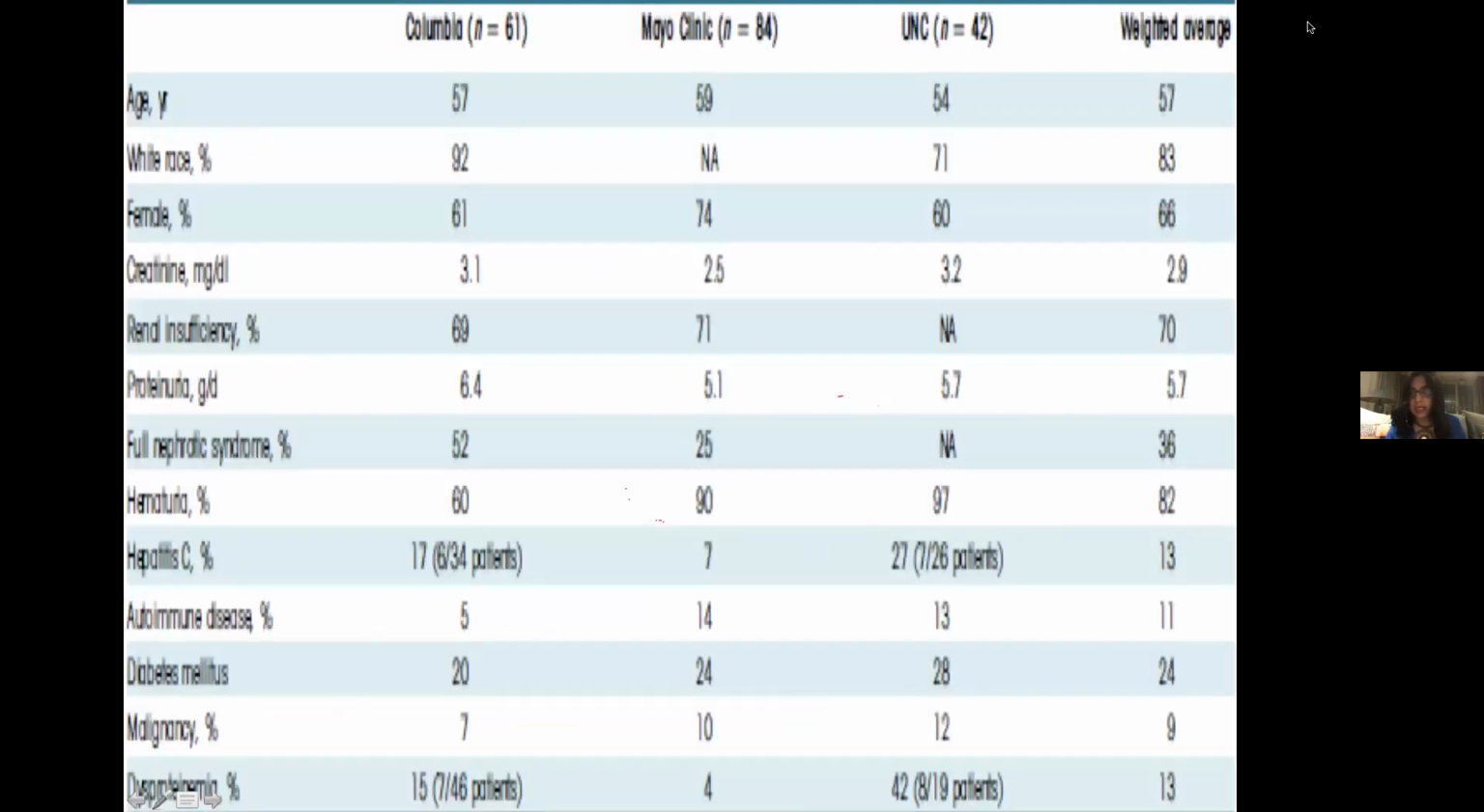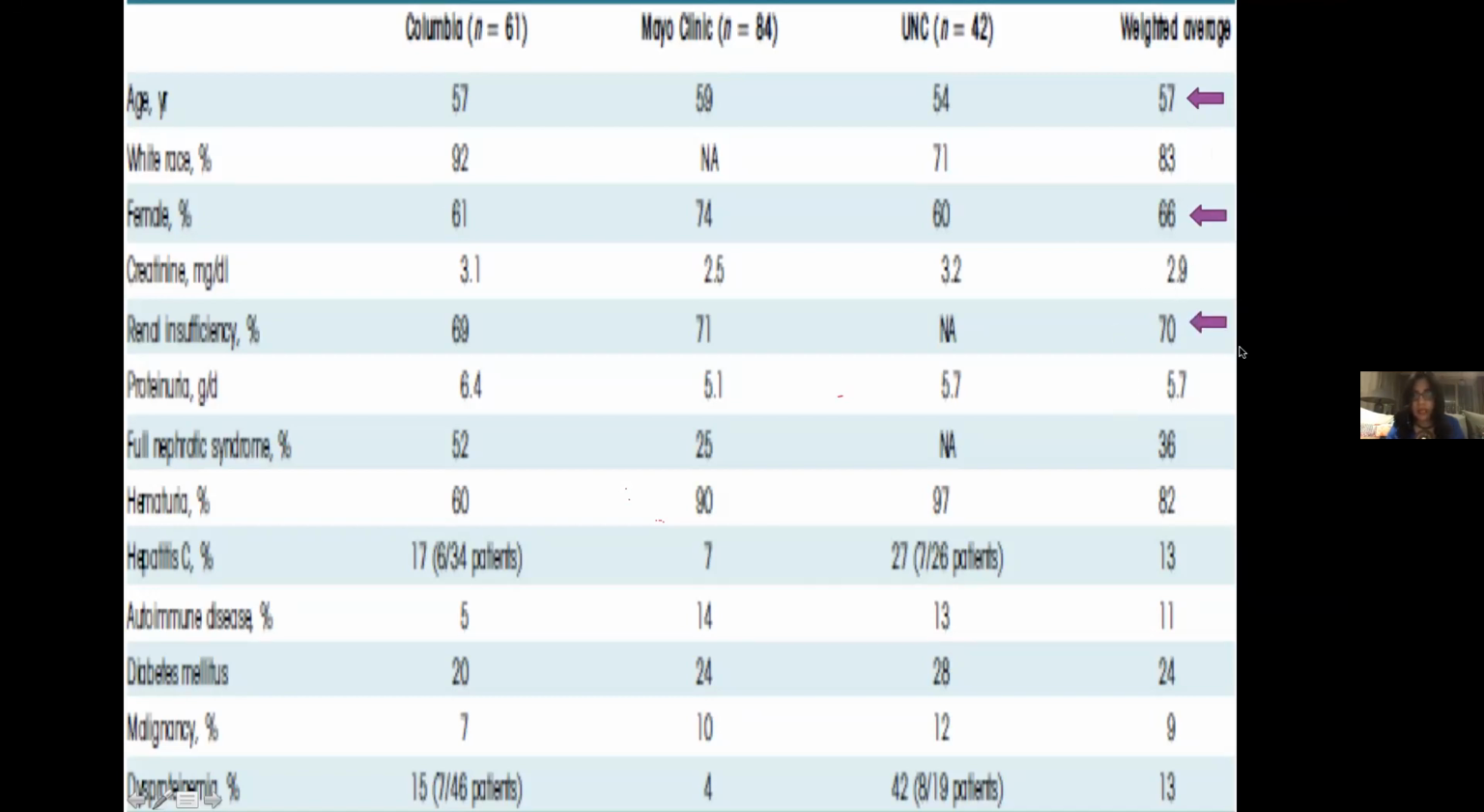This is just a summary of the findings of the three major studies which were published in the literature. And I just want to show you some clinical points to compare it with our own population. Now, the mean age in the three studies was 57. All of their patients were more than 55. The second point was that they had a female predominance of 66%.